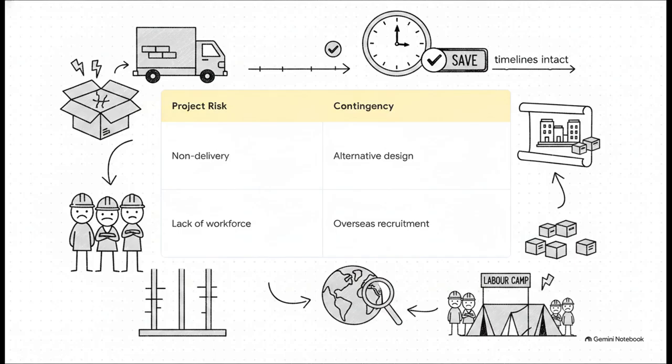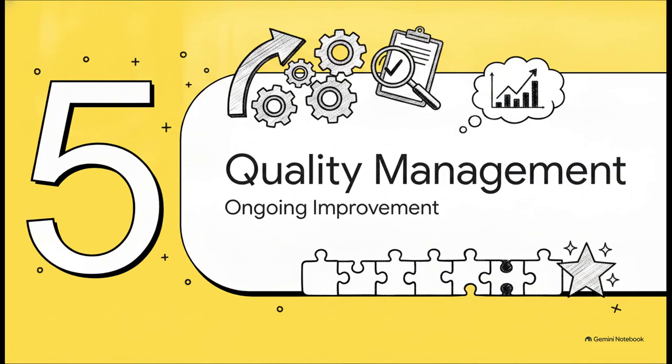And a huge part of staying agile is having contingency plans ready for when things inevitably go sideways. Stuff you typically identify during your pre-project risk assessment. Say, for example, you face a non-delivery of materials. Well, your contingency might be having an alternative building design ready to go or ensuring you've pre-ordered specific items well in advance. Or what if you're dealing with a lack of available workforce? Your backup plan there might involve overseas recruitment or even setting up a site labor camp. Having these pre-planned contingencies in your back pocket is exactly what saves the day and keeps your timelines intact when the unexpected hits. Which brings us to our fifth and final pillar, quality management systems.